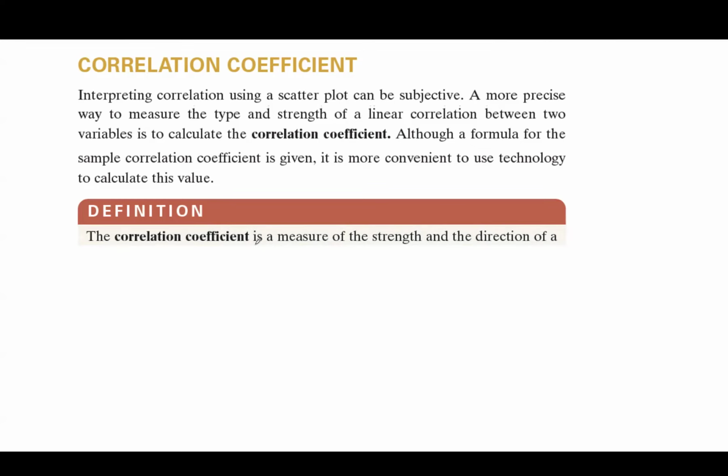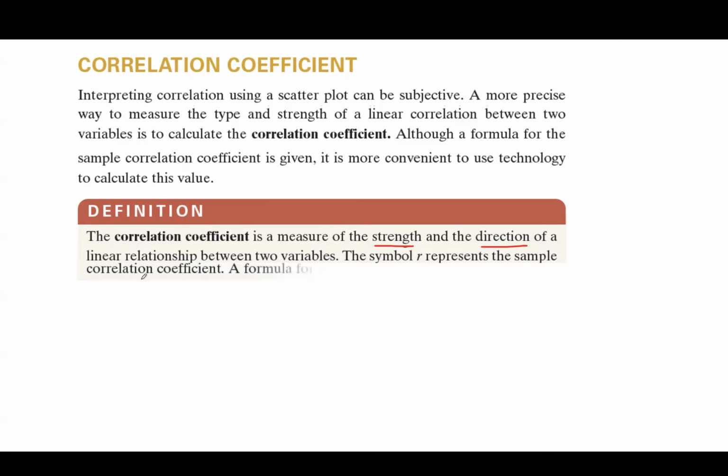The correlation coefficient is a measure of both the strength and the direction of a linear relationship between two variables. For a sample correlation coefficient, we're going to use r. r represents the sample correlation coefficient.